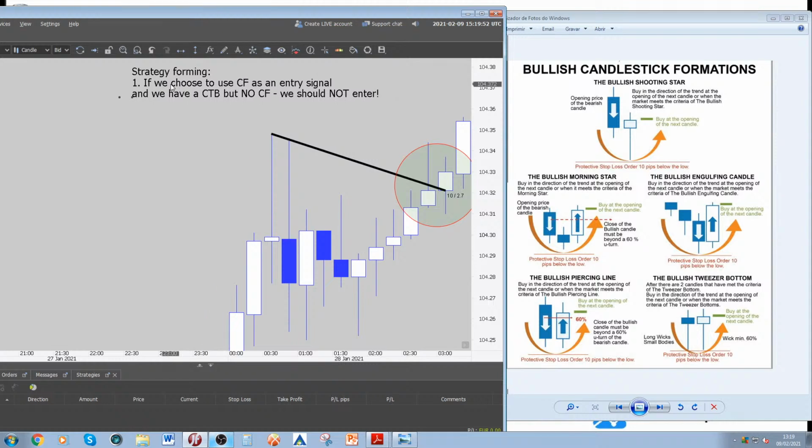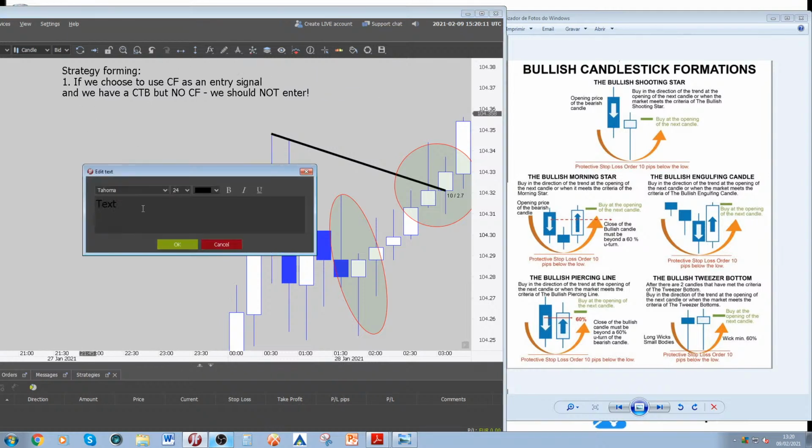So, if not this, where is the entry? Well, talking about candlestick formations, this was the entry. 1, 2, 3. Bullish shooting star. Makes sense? So when we are forming our strategy, if we choose to use candlestick formation plus counter trend line break, we need to see both in order to enter the market. If not, we are breaking the rules.